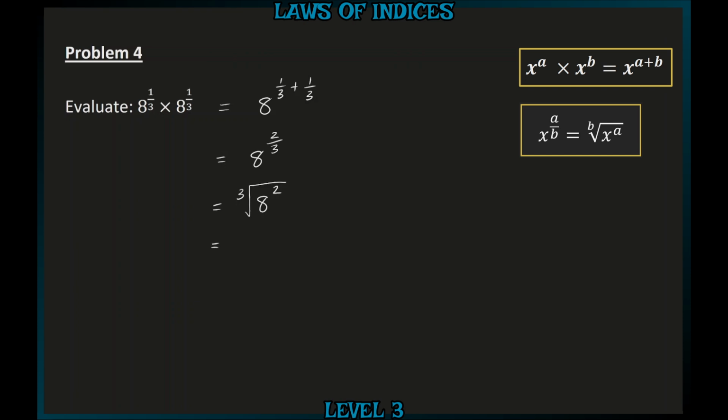Now the cube root of 8 is 2, because 2 times 2 times 2 is 8. So this becomes 2 to the power of 2, and 2 to the power of 2 is 4. And that's our final answer to problem 4.